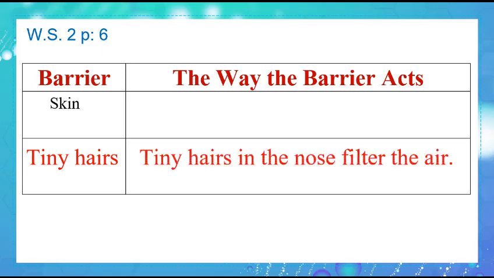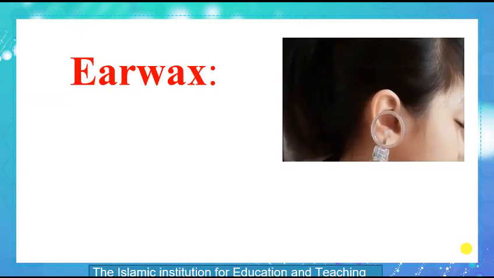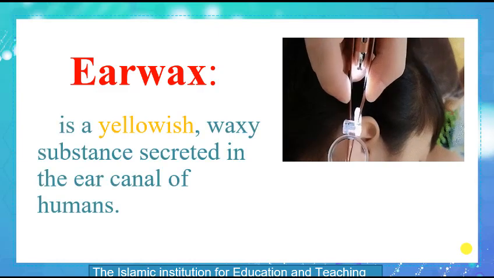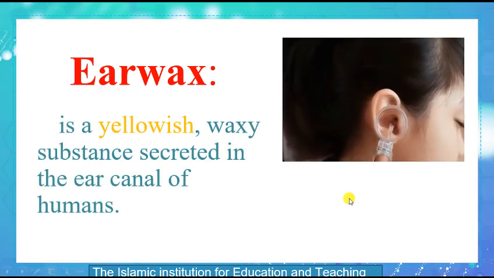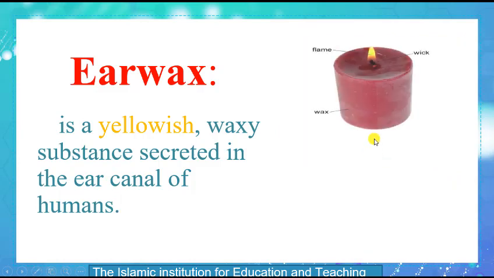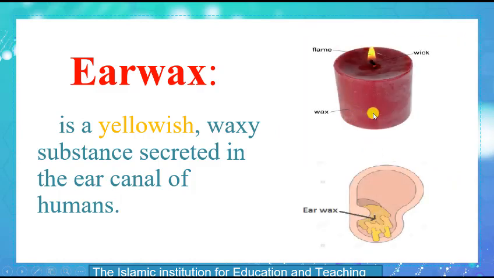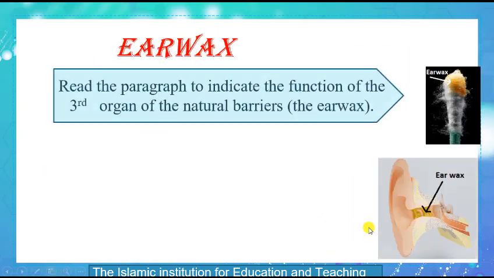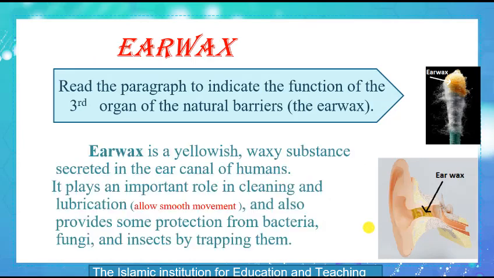The third element of the natural barriers we're going to talk about is the earwax. But what's the earwax? Earwax is a yellowish, waxy substance secreted in the ear canal of humans. So if this is the wax of the candle, then this is the wax in our ears. But what's the function of earwax? Please read the paragraph, pause the video, and indicate the function of the third organ of the natural barriers, the earwax.